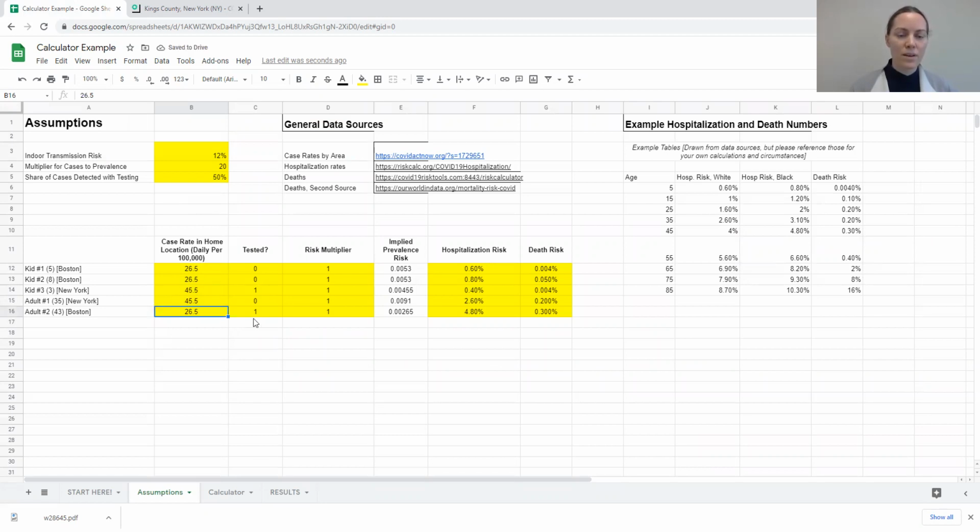What's going to happen in the calculator is that these numbers are going to be converted into some prevalence risk, right? These are daily numbers, so I'm going to make some assumption about how many cases are detected and how long people are infectious for. The assumption, which is implicit in this multiplier, is that we detect about half of cases and people are infectious for about 10 days. So you take a daily case rate and multiply it by 20, and then divide by 100,000.